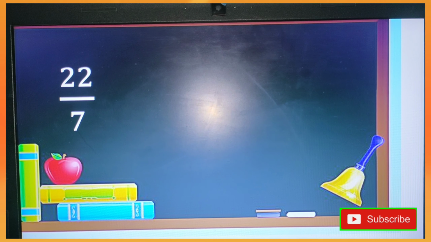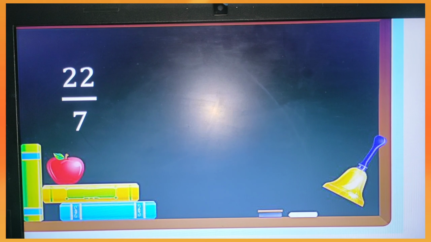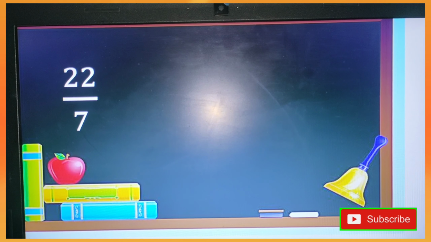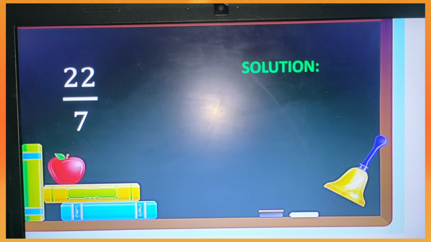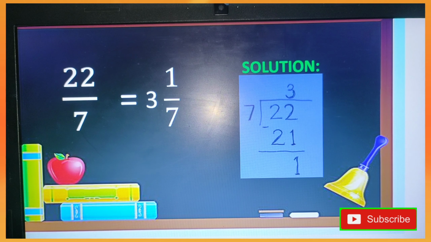Next, let's have 22/7. 22/7 is an improper fraction. Let's change to mixed fraction. How? Here's the solution. Let's divide 22 by 7. So, 22 divided by 7 equals 3. 3 times 7 equals 21. 22 minus 21 equals 1. 3 is the whole number. 1 is the numerator and the denominator is 7. So 22/7 is equal to 3 and 1/7.